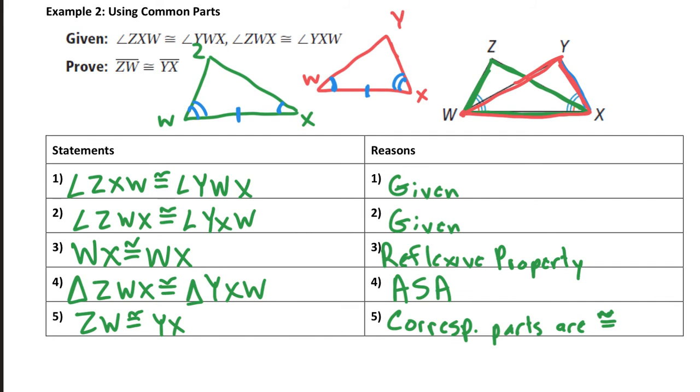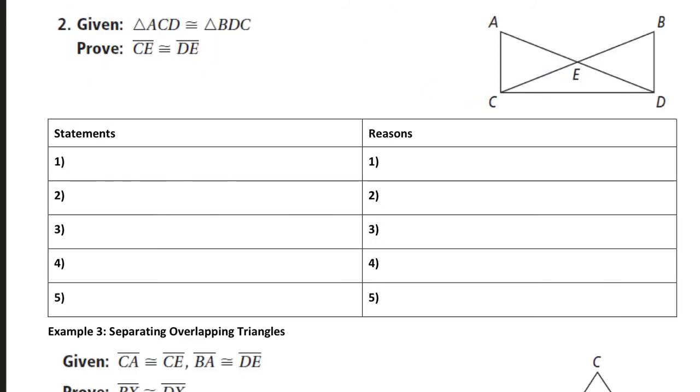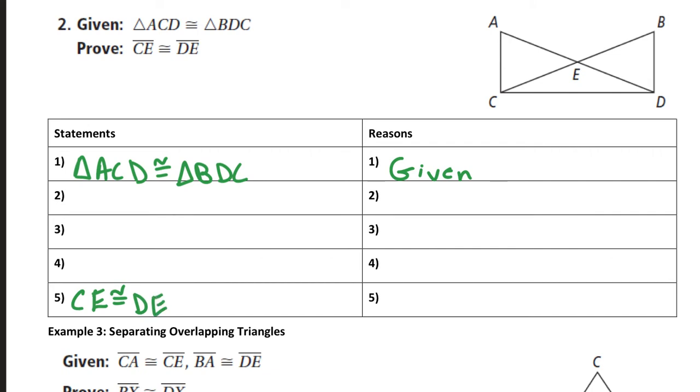All right, so on this side, I'm going to walk you through number 2, and I want to see if you can try to do number 3 on your own. So for this number 2, I'm going to start with triangle ACD being congruent to triangle BDC because that is given. Throughout this proof, keep in mind that at the end, the thing we're trying to get to is to prove that CE is congruent to DE. Now we don't have a reason for that, but we will at the end.